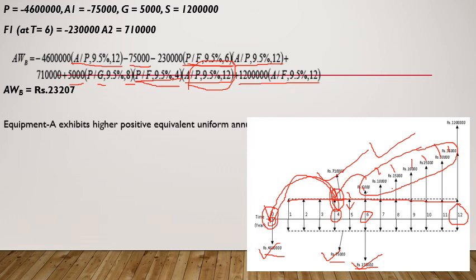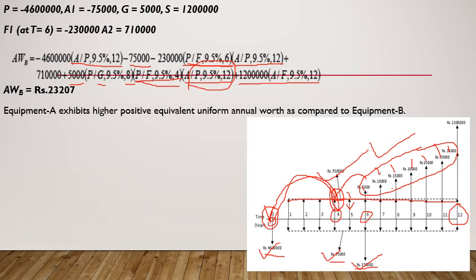Which is better? A is better because it exhibits a better equivalent uniform annual worth. Both of them are positive. That's why I speak in terms of annual worth. If both of them are negative, I speak in terms of annual cost. Since here both of them are positive, I speak in terms of annual worth. A's annual worth is better than B's annual worth, and hence equipment A is selected, or equipment A is the most economical alternative. So this is very, very critical.